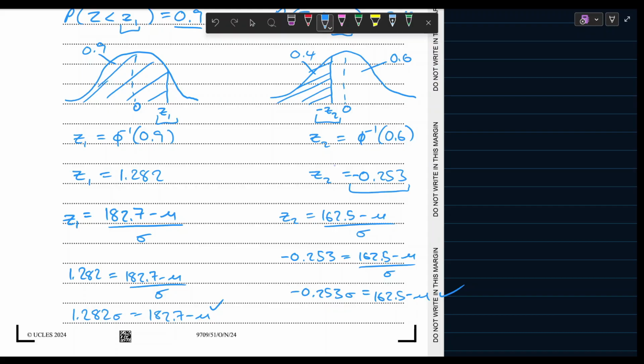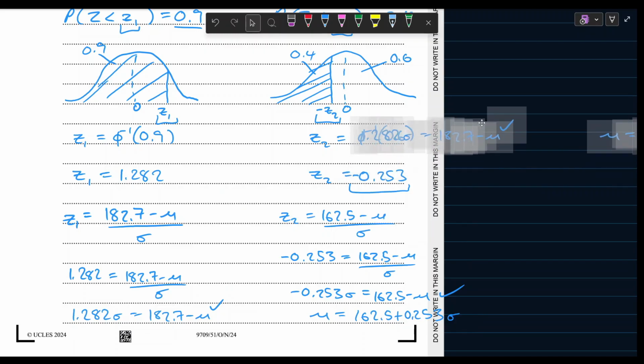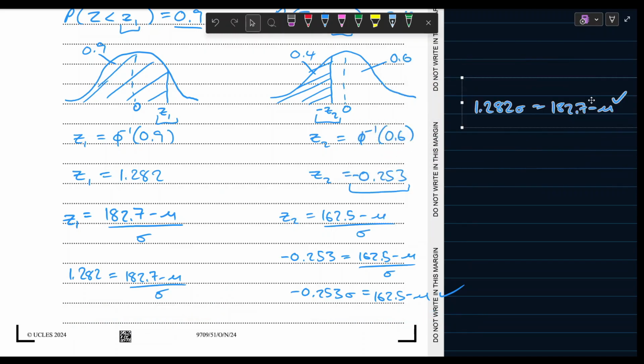We can solve these two equations simultaneously to find our mean and standard deviation. So I'm going to make mu the subject of the formula in this equation. So it's going to be mu is equal to 162.5 plus 0.253 sigma. Okay. All right, so I'm just going to take our two equations to the side so that we can clearly see what's going on here. We've run out of space. All right.